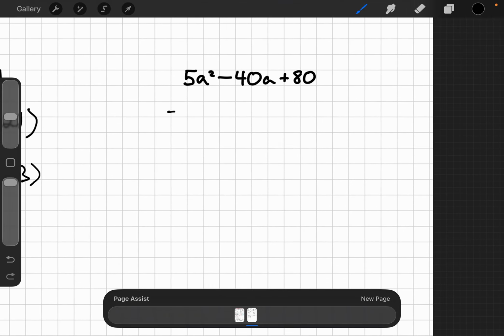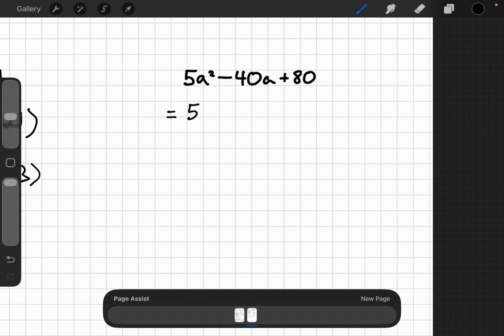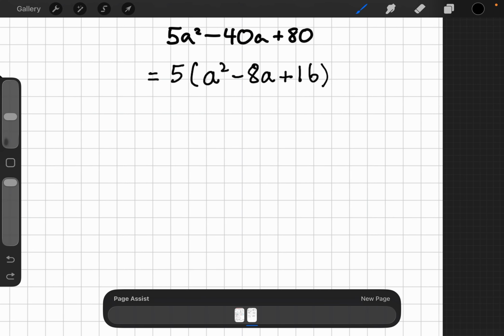So, just like I said, we will factor out the 5 because we don't want any number in front of the a squared here. Can we factor this? Yes, we can. All these are divisible by 5. So 5 times a squared minus 8a plus 16. All right, so 2 numbers that add to negative 8 and multiply to 16. Well, those 2 numbers are negative 4 and negative 4.